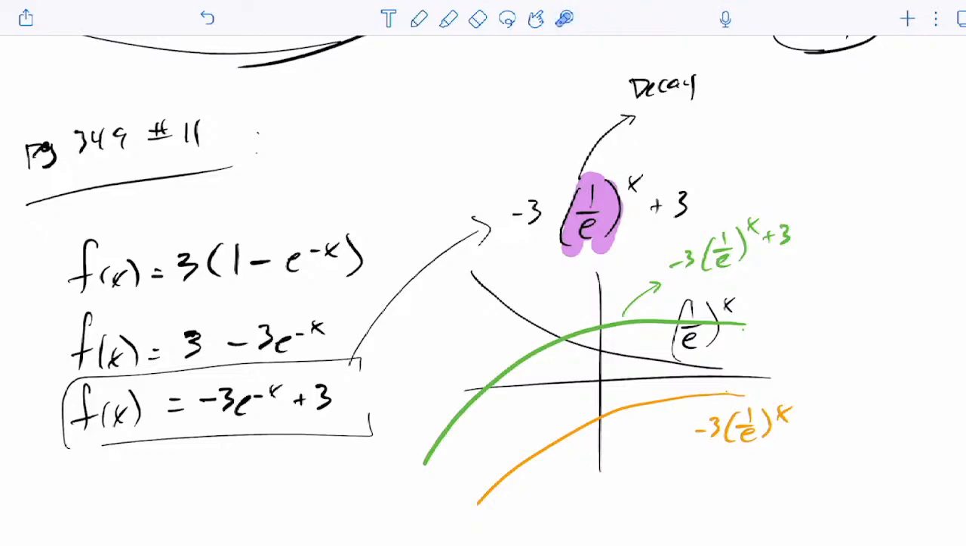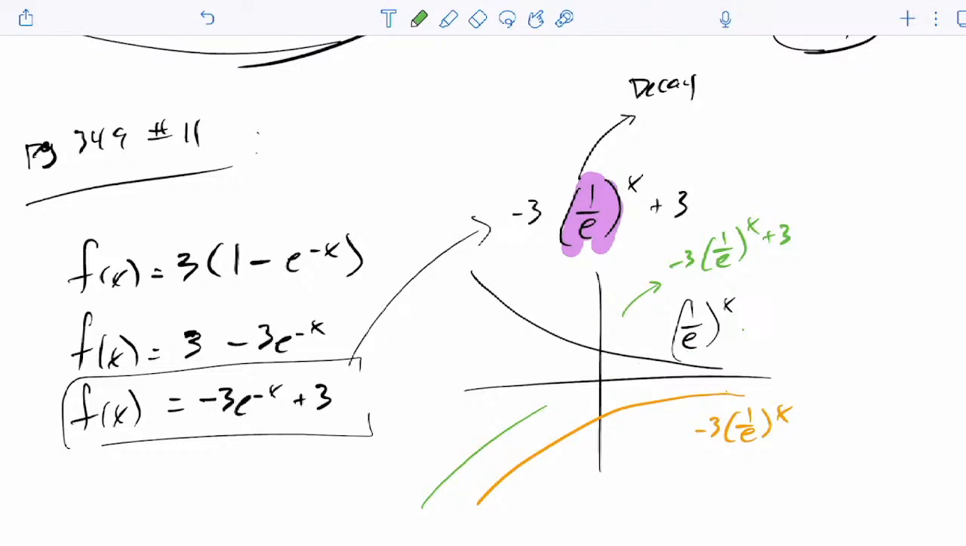Oh, let me check that. I'm getting kind of off. This is 3. Oh, you're right. Yeah, that would be at, oops. That would be there. Yeah, it should.